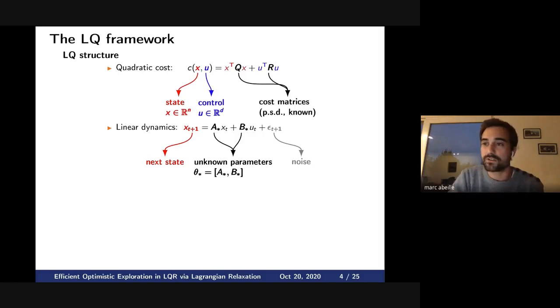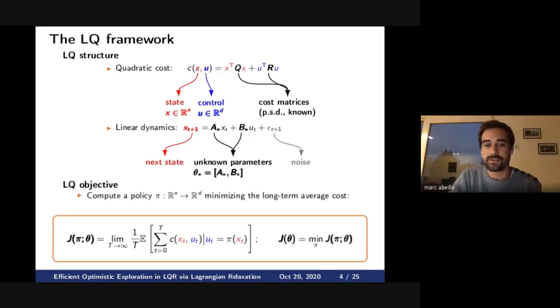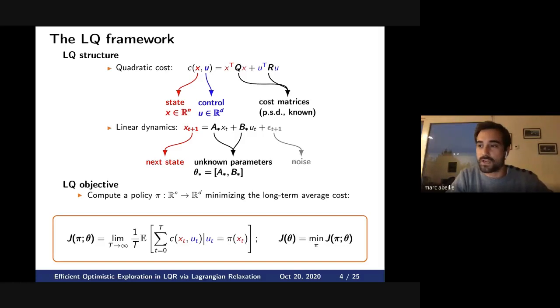Okay, so in LQR, the control objective is to find a stationary policy that maps states to control and that minimizes the cost. And we evaluate the quality of the policy pi by the long-term average cost, which we denote by J pi of theta. So it's the average cost induced by the policy pi for the parameterization theta over an infinitely long trajectory. And when the problem is optimally controlled, I will denote by J of theta the optimal performance for this parameterization. Okay, so that's the structure.